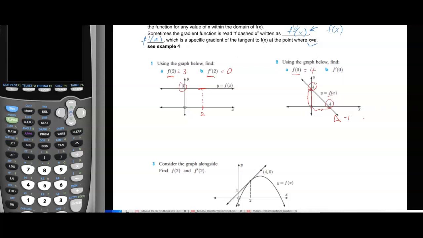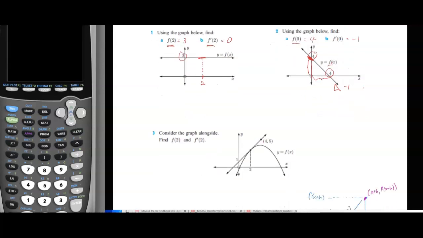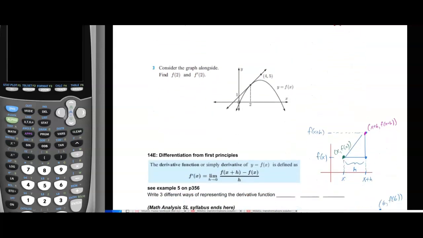They're asking us also for the slope of this function at x equals 0. So that would be the slope here. Remember, the slope at any point on this diagonal line is -1, so the answer here would be -1. Okay. Number 3, consider the graph alongside. Find f of 2 and f dash of 2.